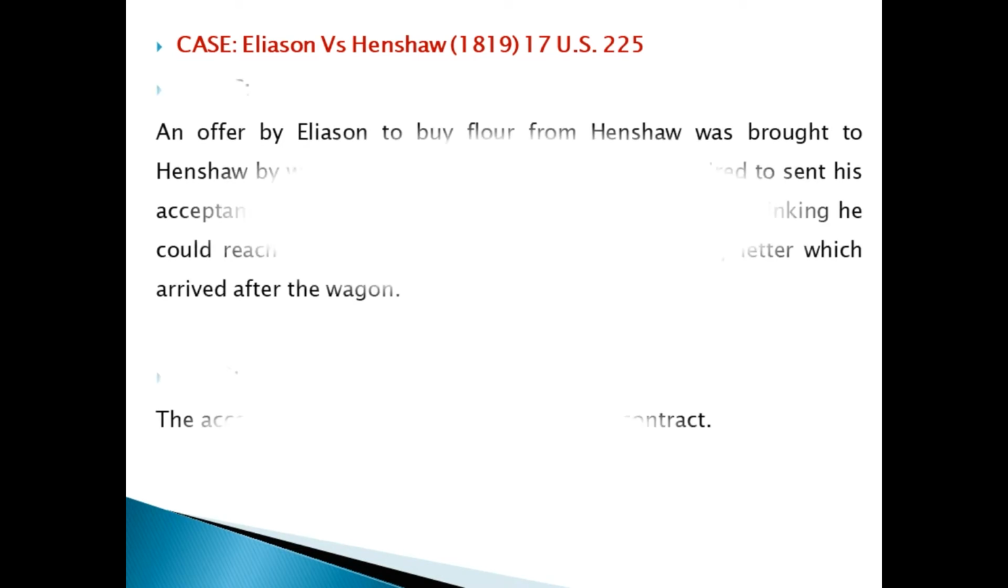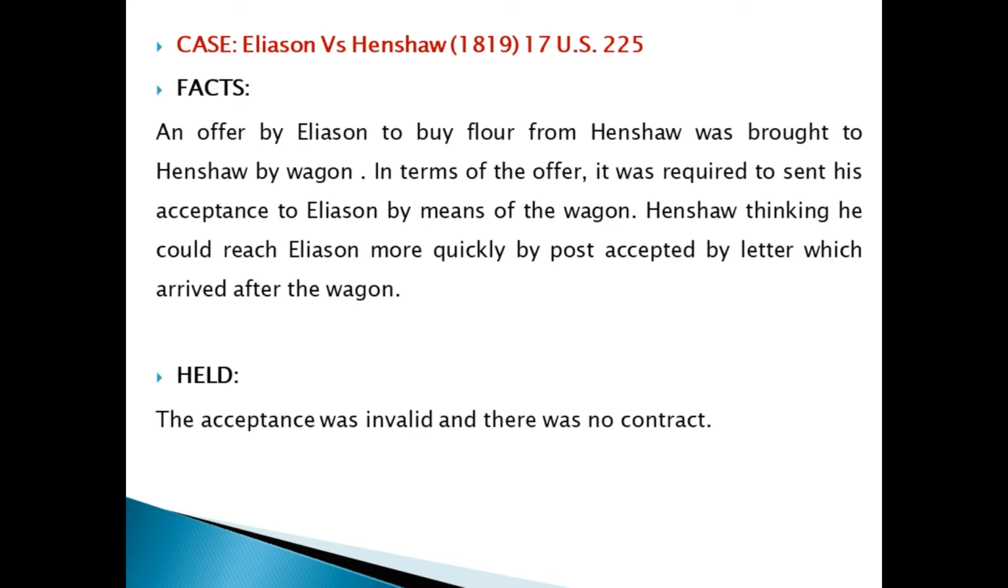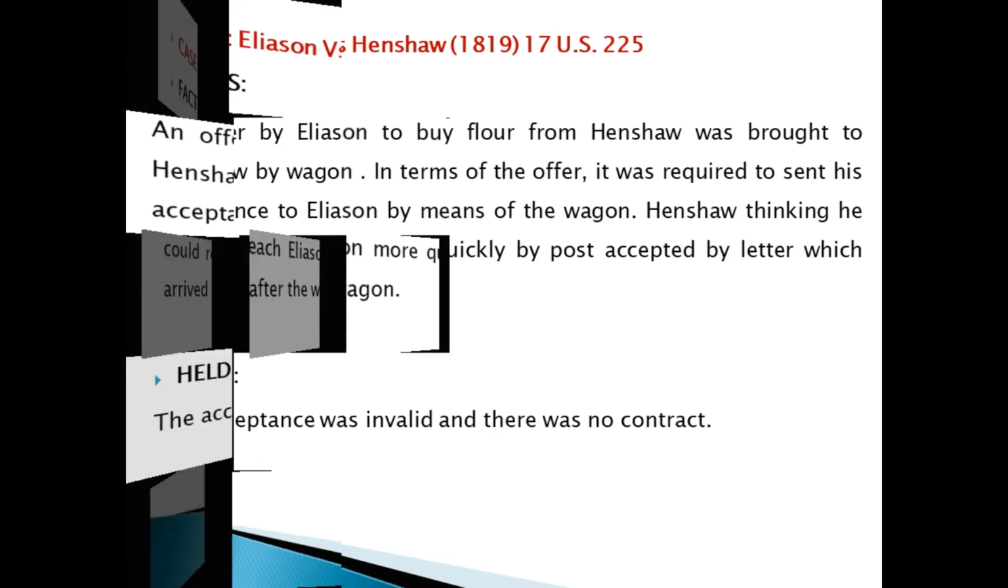Let us look at this case. An offer by Ellison to buy flour from Henshaw was brought to Henshaw by a wagon. In terms of the offer, he was required to send his acceptance to Ellison by means of the wagon. Henshaw, thinking he could reach Ellison more quickly by post, accepted by letter, which arrived after the wagon. It was held that the acceptance was invalid and there was no contract. Why? Because we have said the offer should be accepted in the prescribed mode or way. Any other mode of acceptance does not lead into a valid contract. So let us move on.